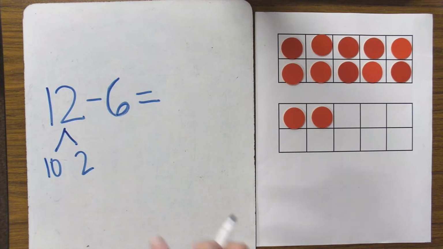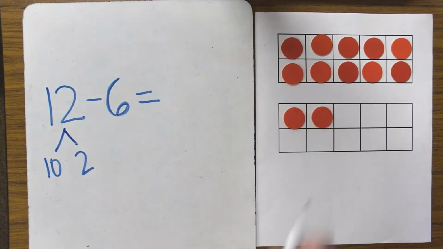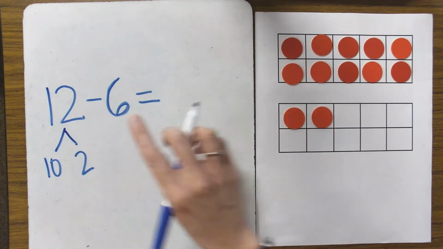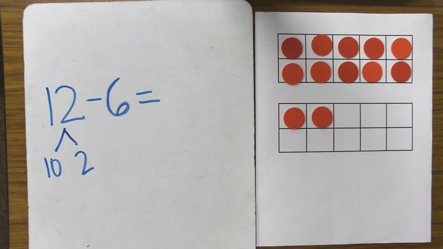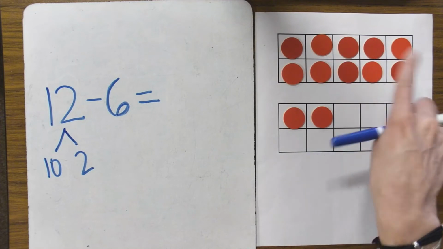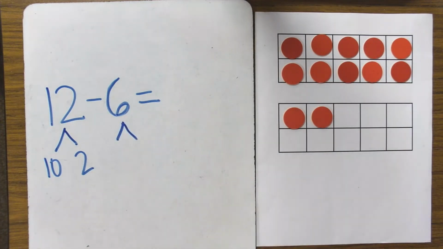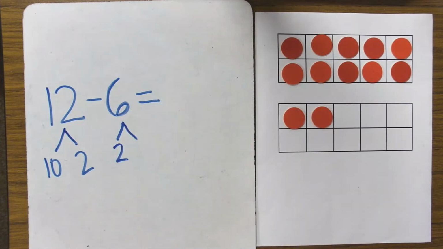Another way is I can look at this as I have 10 and 2. I need to take away 6. I know I can take away some from my ones here in the two ones, but I'm gonna need to take away some more over here. So I can actually also split up the 6 I need to take away by splitting 6 into 2 and the other ones I need to take away.